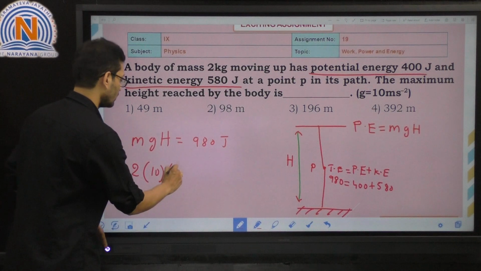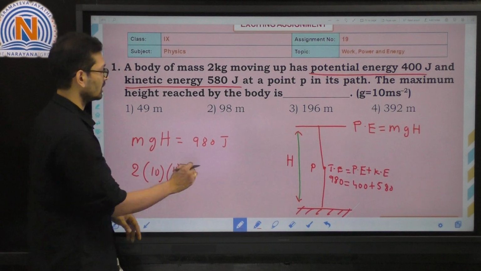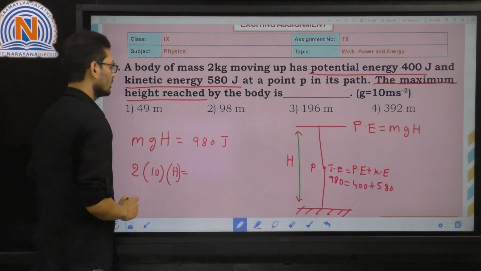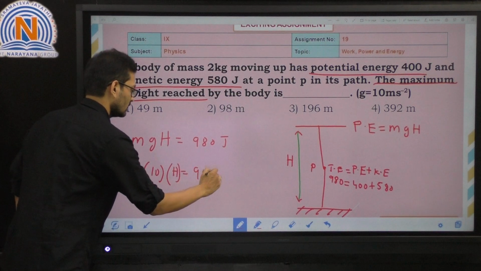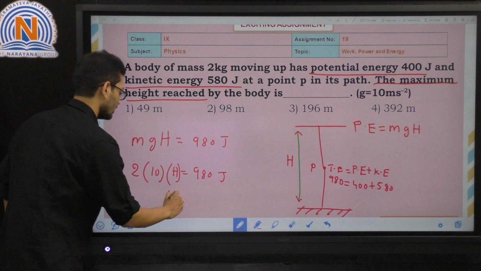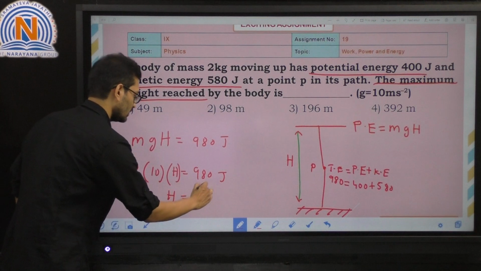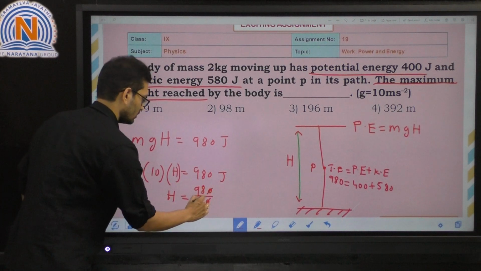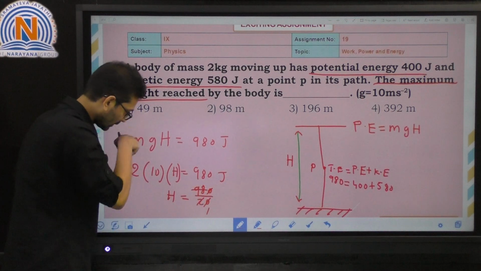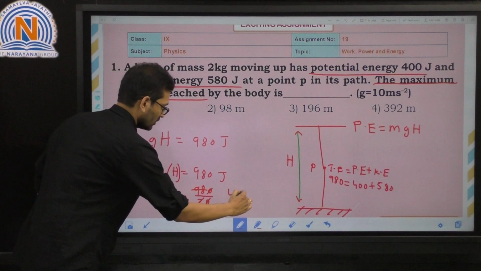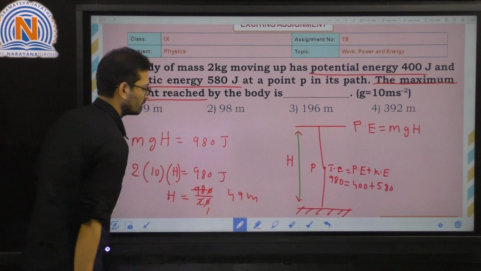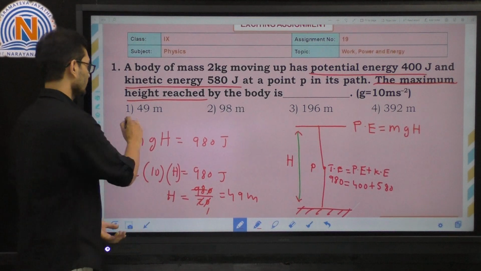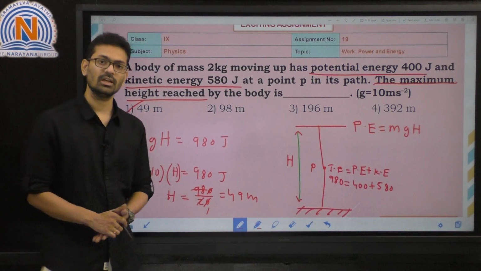You have to find the maximum height reached by the body. Now 980 joules, so from here capital H is equal to 980 by 20. The 0s get cancelled. 2 ones are 2, 2 fours are 8, 2 nines are 18. So height should be measured in meters. So your height is 49 meters. It is the first option, right? Hope this is helpful. Let us go for the next question.